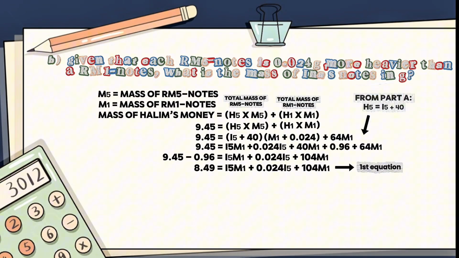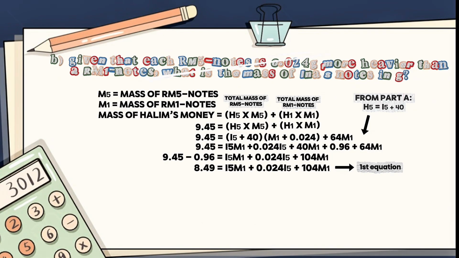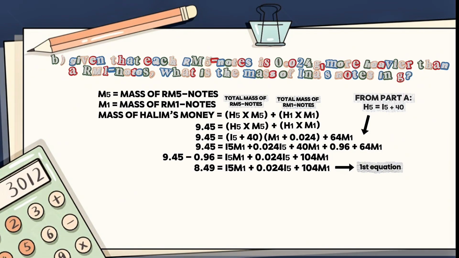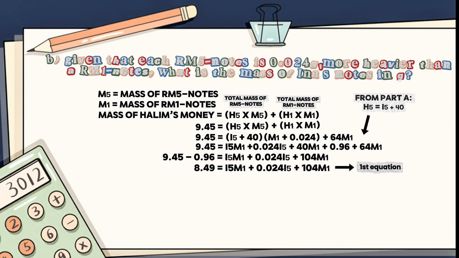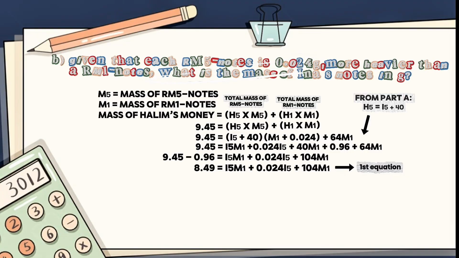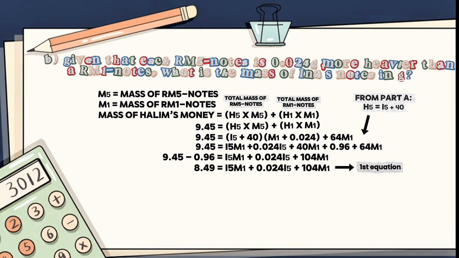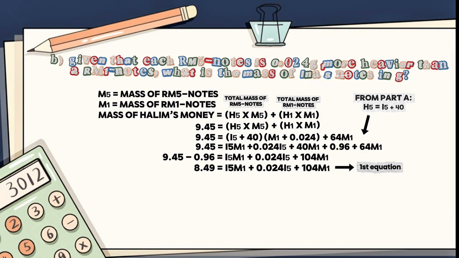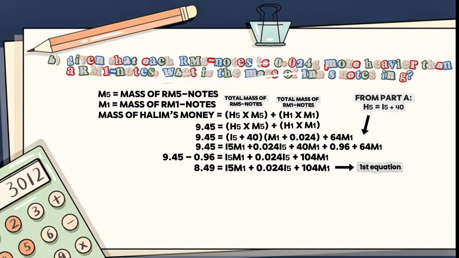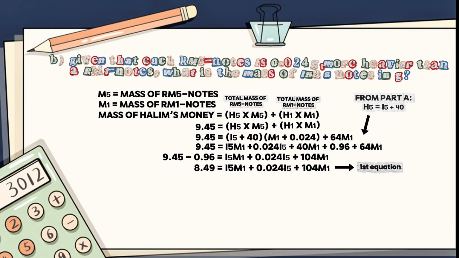Now, let's continue with part B. The question states that each RM5 note is 0.024 gram heavier than an RM1 note. What is the mass of Ina's notes in grams? M5 is the mass of an RM5 note and M1 is the mass of an RM1 note. Now, let's calculate the mass of Halim's money.